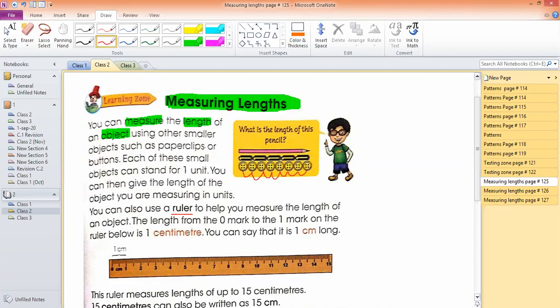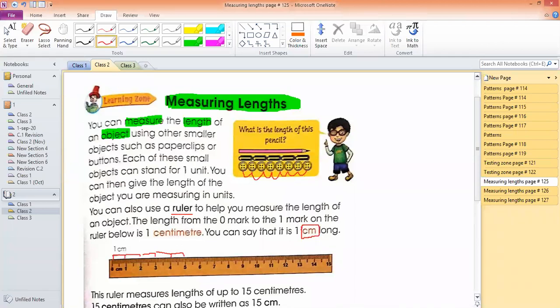Okay. The length from the 0 mark to the 1 mark on the ruler below is 1 centimeter. So you can see guys, the ruler starts from 0 and goes to 15. The unit which we are using on this ruler is centimeter. So the length from the 0 mark to the 1 mark on the ruler is 1 centimeter. I mean from this mark to this mark, this length is 1 centimeter. 1 centimeter, 2, 3, 4, 5, and you can see it goes up to 15.